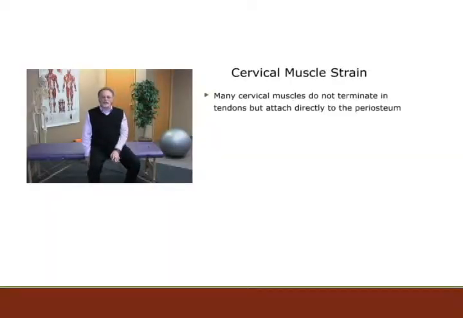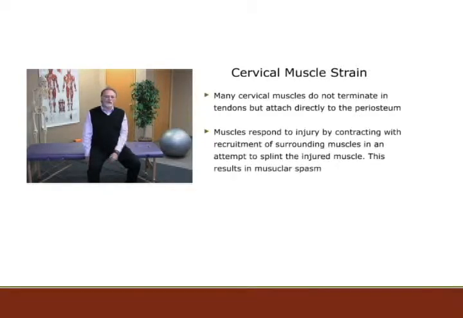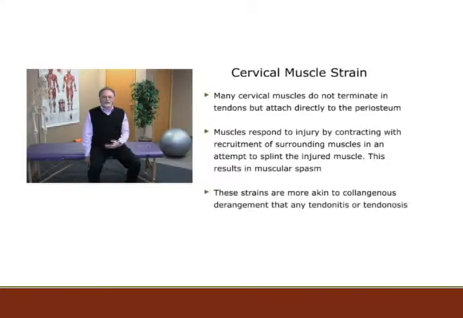So we're going to look at some of the reasons that a muscle area has a dysfunction, and we're going to talk about what we call cervical muscle strain. Now, many cervical muscles don't terminate in tendons, but really attach directly to the periosteum. Muscles respond to injury when they're contracting and recruiting surrounding muscles to help protect. That is a splinting mechanism that does cause muscular spasm. The strains are more akin to collagen disorder than any tendinosis or tendinitis.